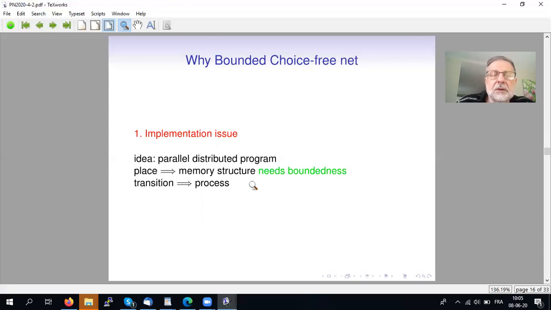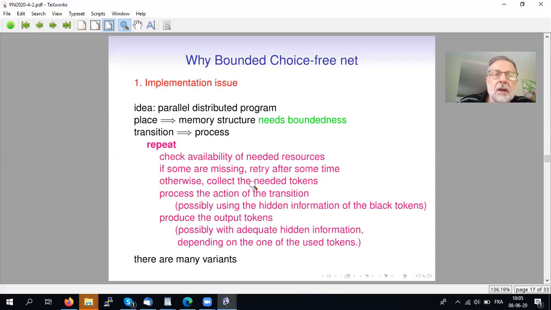As far as the transitions are concerned, we may, for instance, use a naive implementation of that kind, where repeatedly we check the availability of the needed resources. If some are missing, we shall retry after some time. If they are all available, we collect the needed tokens, and then we process the action corresponding to the transition. Possibly using the hidden information of the black tokens, because here we consider that the tokens are black, but that means that they are black as far as the control flow is concerned.